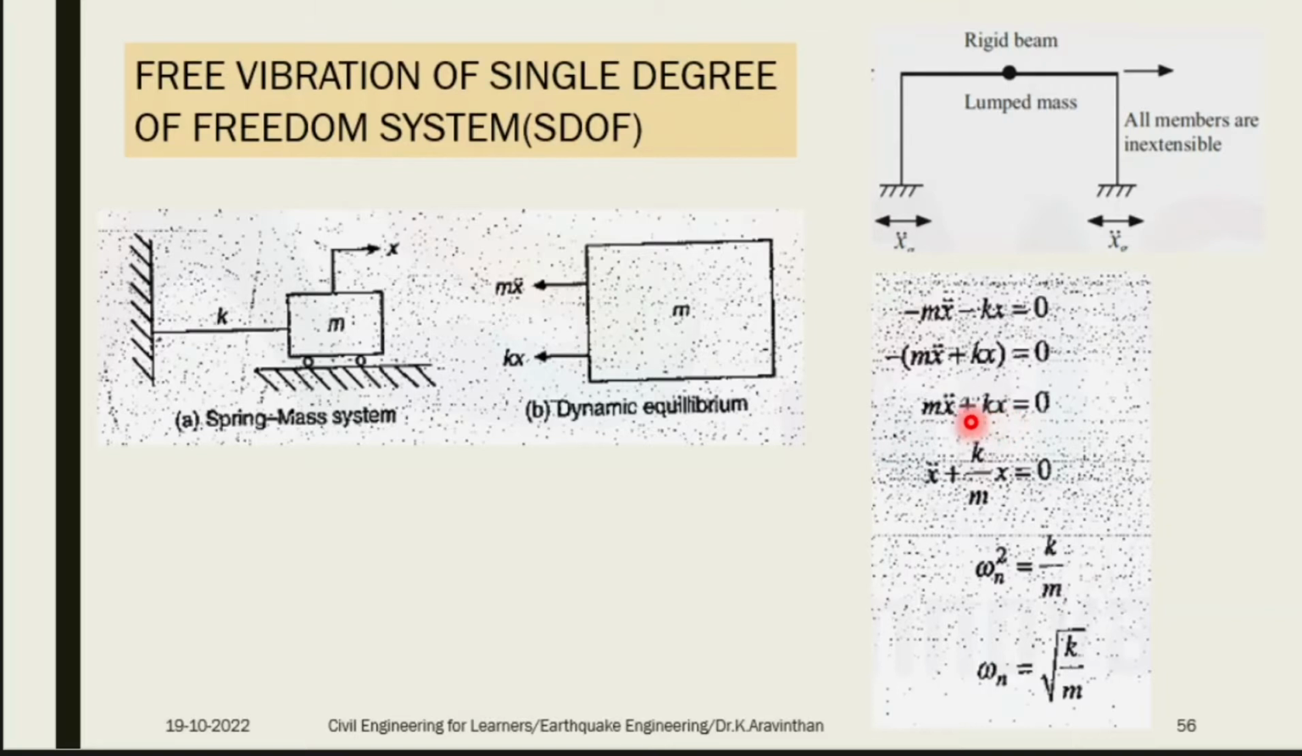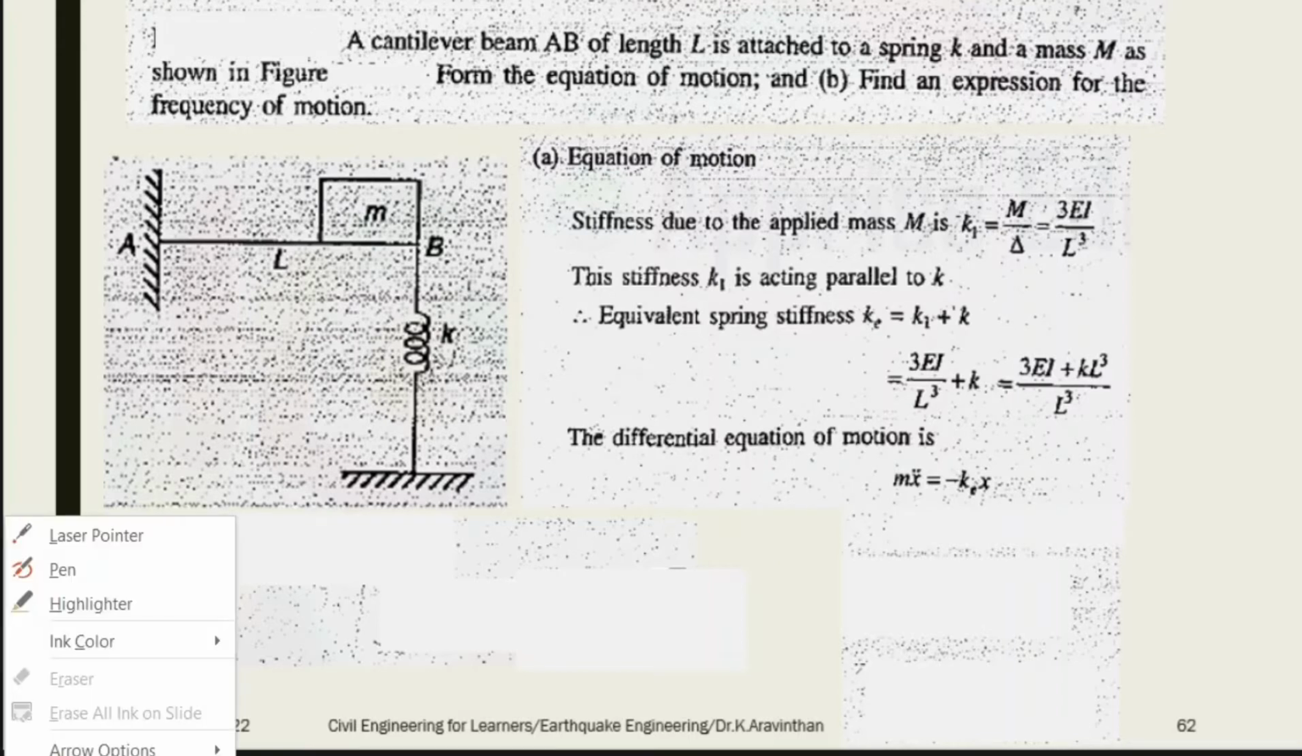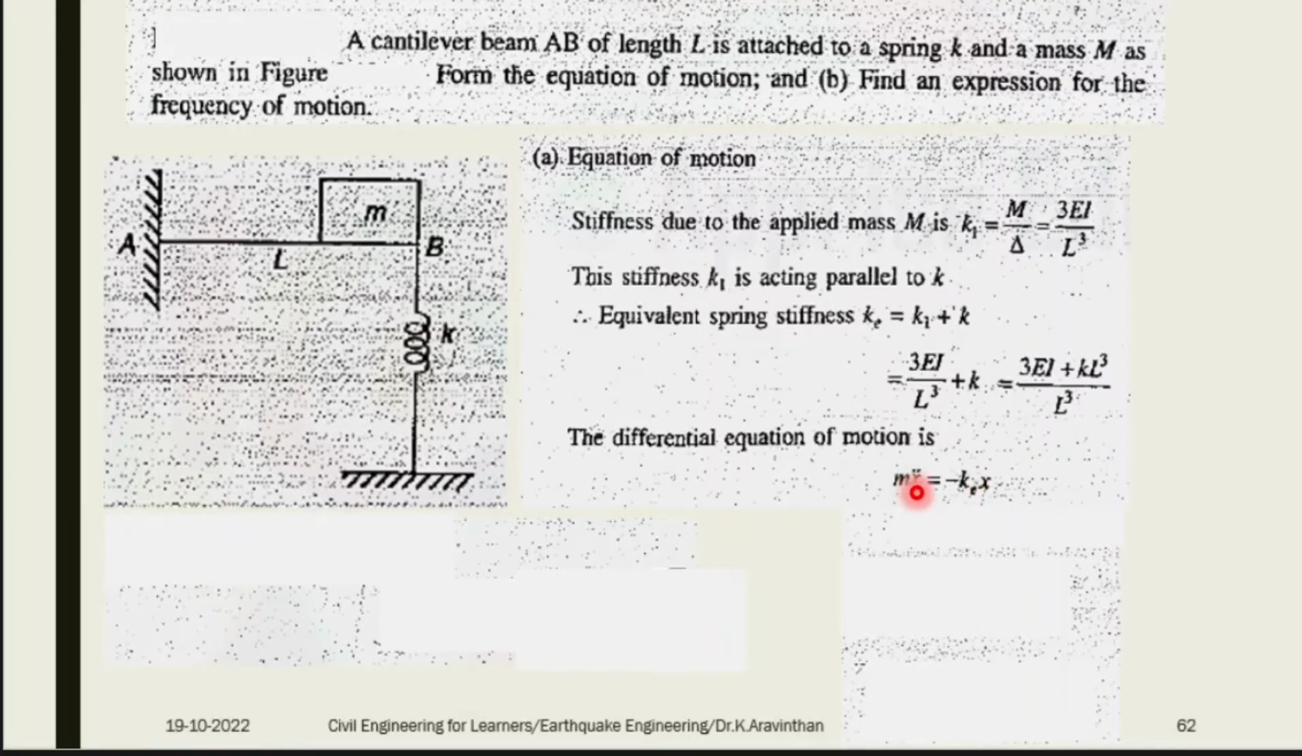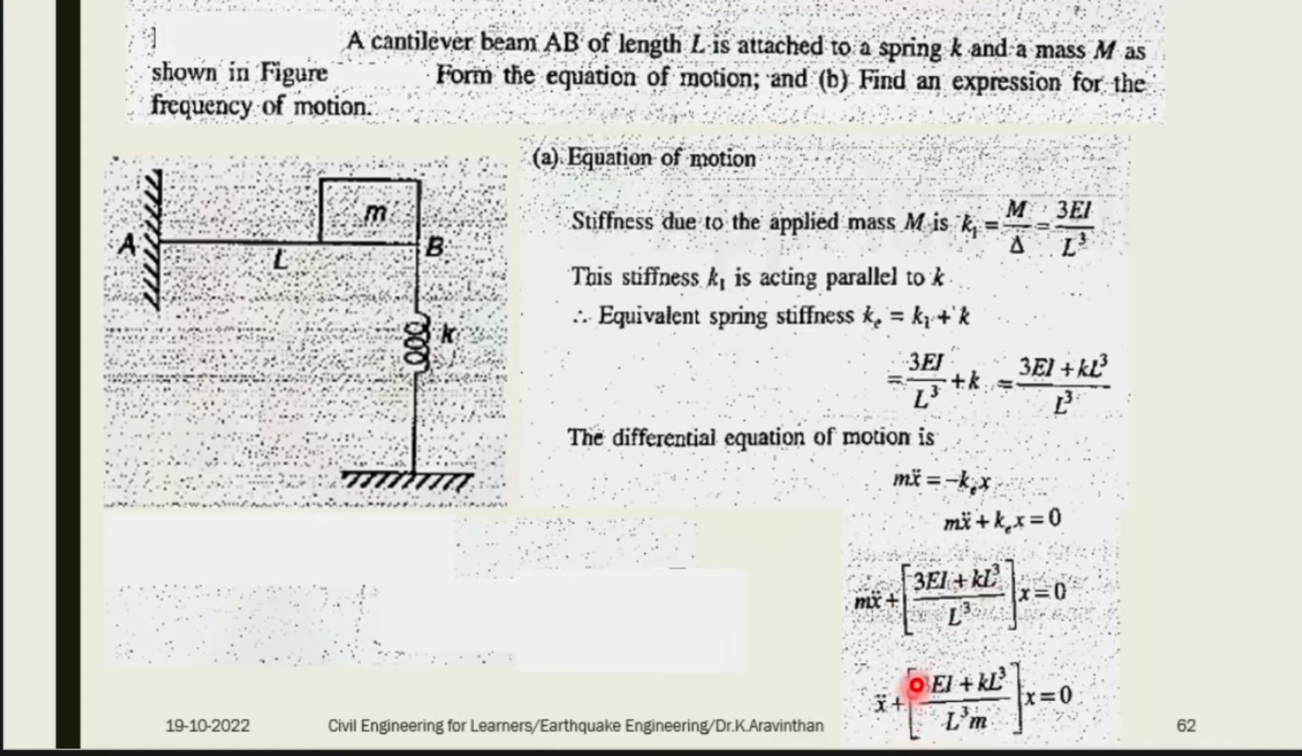In this formula, the mass is given as m, and x double dot is kept as it is. K is known as the effective stiffness in the current problem. You have already found the effective stiffness Ke, and you will substitute it in this equation. Now the equation of motion will be m x double dot plus k x equal to 0. This is your equation of motion. Now you can take Ke outside. Instead of Ke, you can substitute what you found, 3EI plus K L cube by L cube. Substituting here, your general solution will be like this.